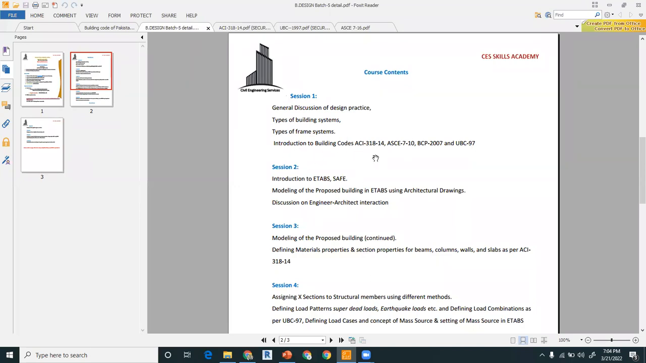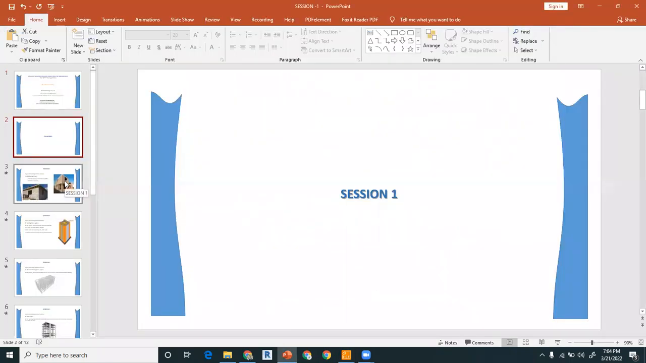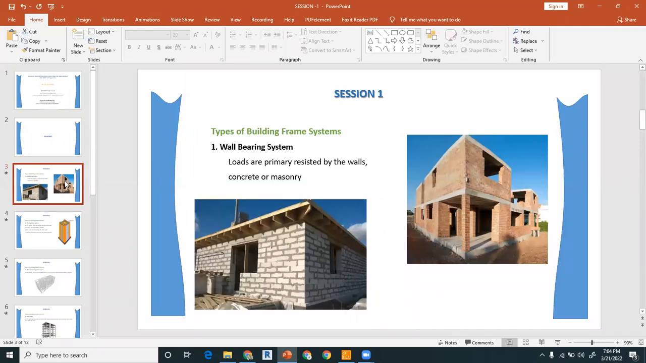introduction of the different building codes, which includes the ACI 318 and ASCE 7-10 or 7-16, and then the Building Code of Pakistan and UBC 97. Right, so let us move towards the first session. And in the first session, we will be covering the types of building frame systems.